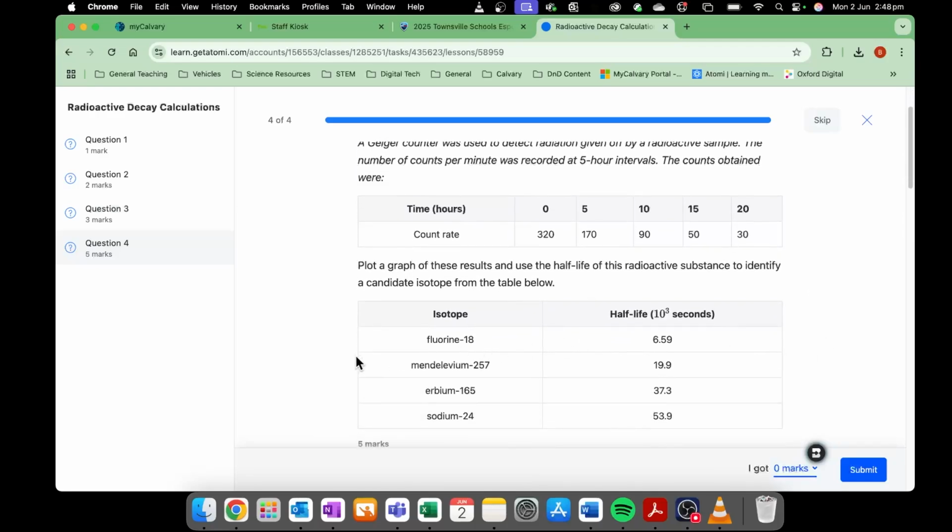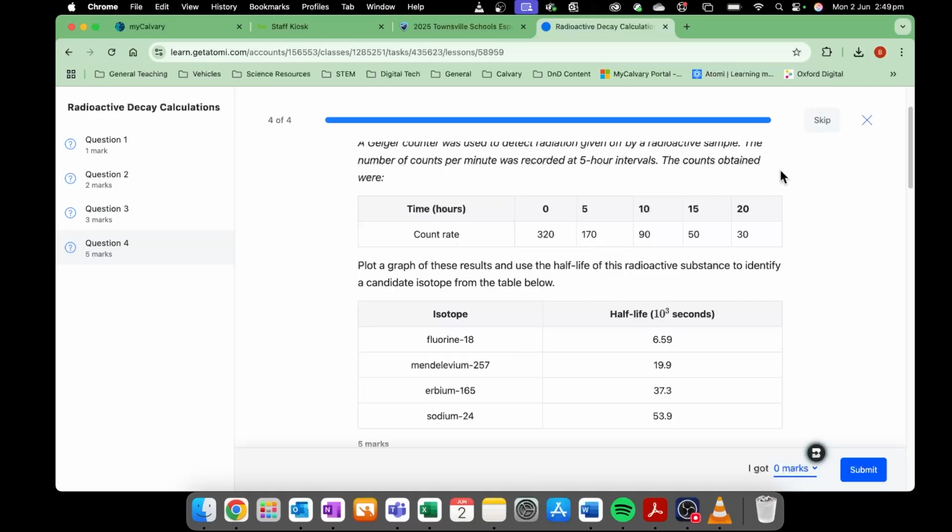from below. As you can see, we've got different things here. Quick thing to note about this question is we have our time in hours here. However, the half-life is in seconds, so we'll need to do that conversion. I've done it ahead of time, made my life easy. But you can convert this to seconds or convert this to hours, whichever one works.